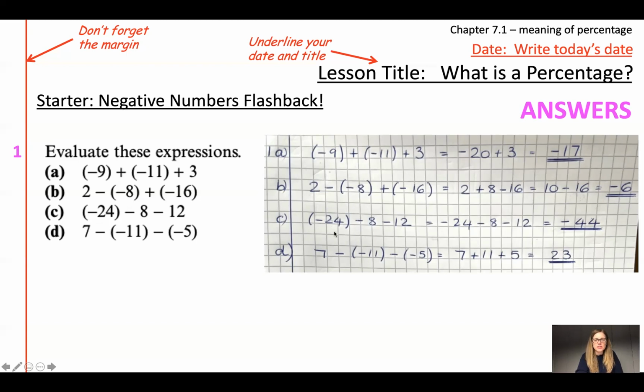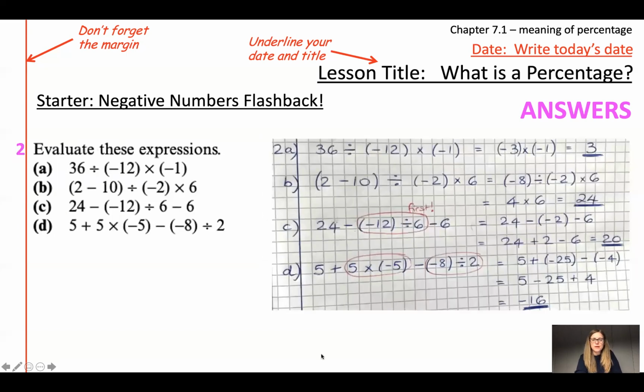Part C, I've got a -24 and I'm subtracting 8 and then I'm subtracting 12. A number line would be a really good way to do this if you're not sure. So I've got negative 24 subtract 8 gives me negative 32, subtract 12 gives me negative 44. And part D, 7 subtract negative 11 is the same as 7 plus 11, which gives me 18. I'm subtracting a negative 5, which is the same as adding 5. That gives me an answer of 23.